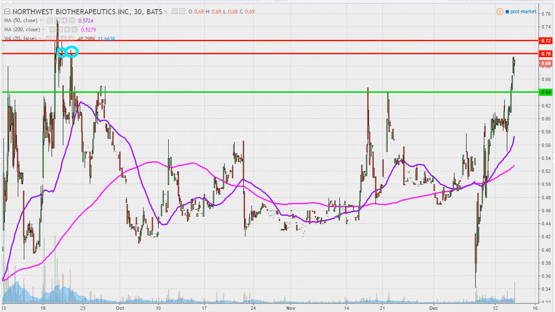On all of it though, as long as the price keeps on putting in these higher lows, the long-term chart is going to continue to take care of itself.